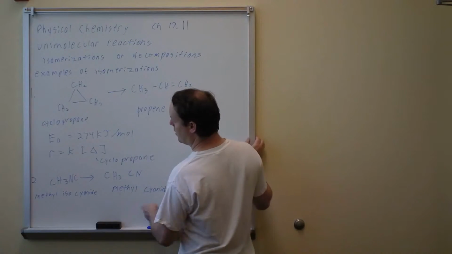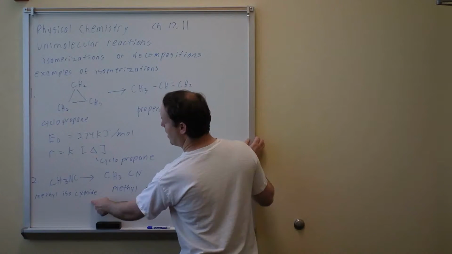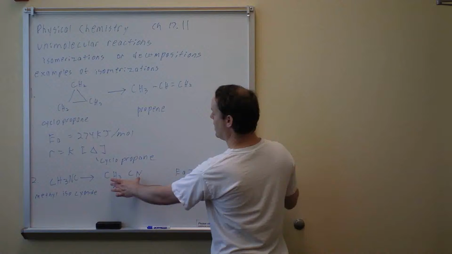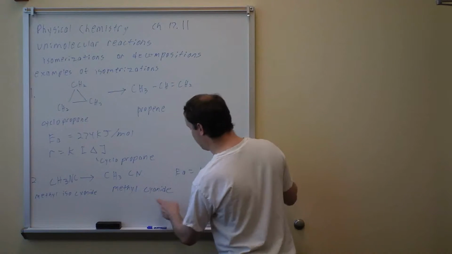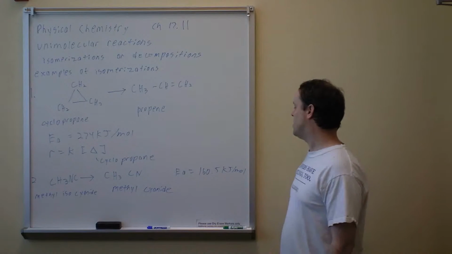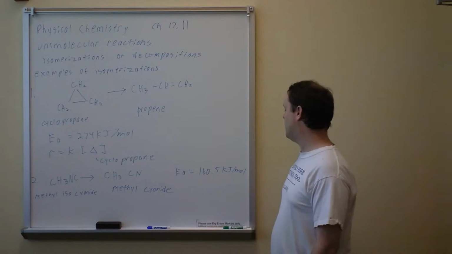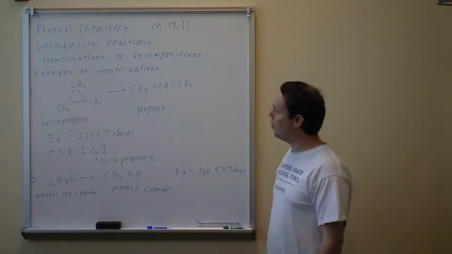And then another example would be CH3NC, which is methyl isocyanide. And that can isomerize into CH3CN, that's just methyl cyanide. The energy of activation for that reaction is just 160.5 kilojoules per mole.